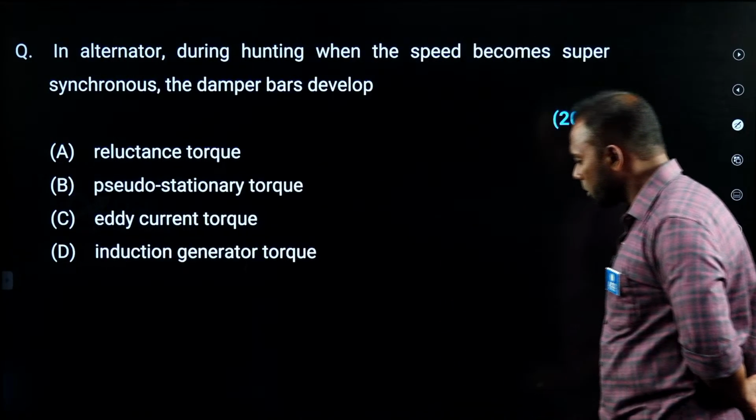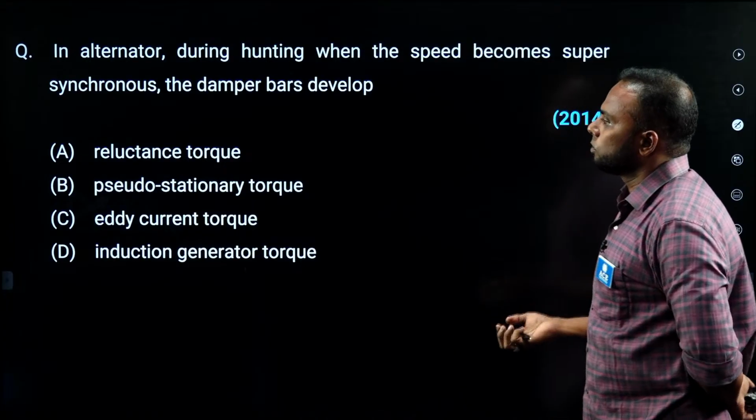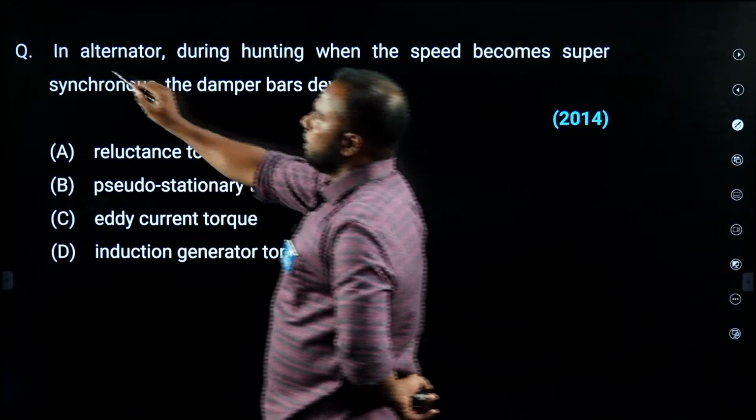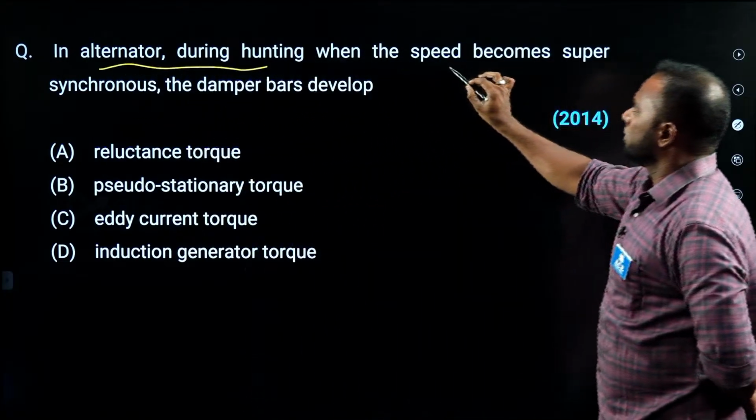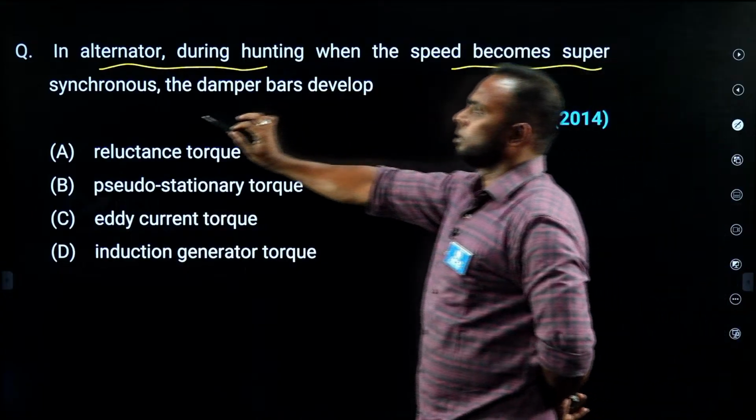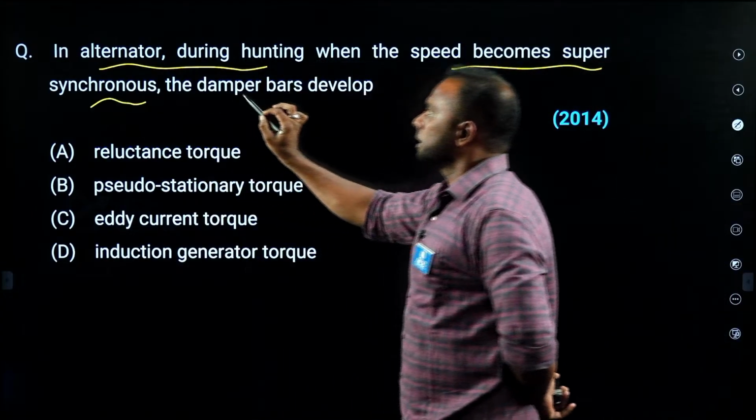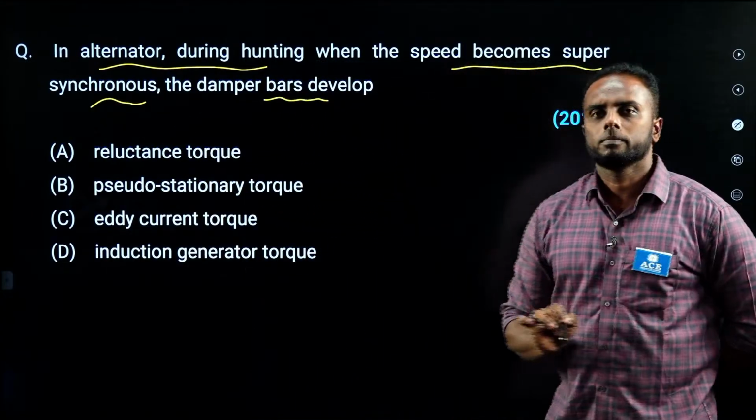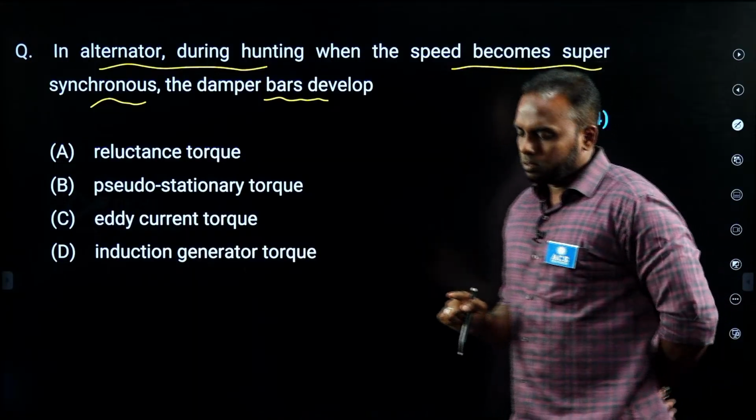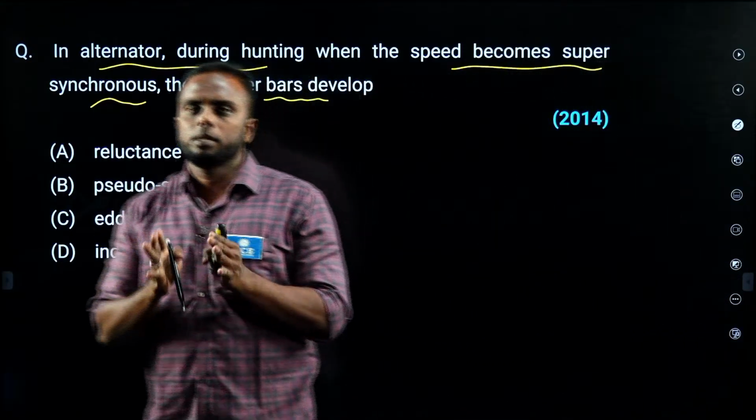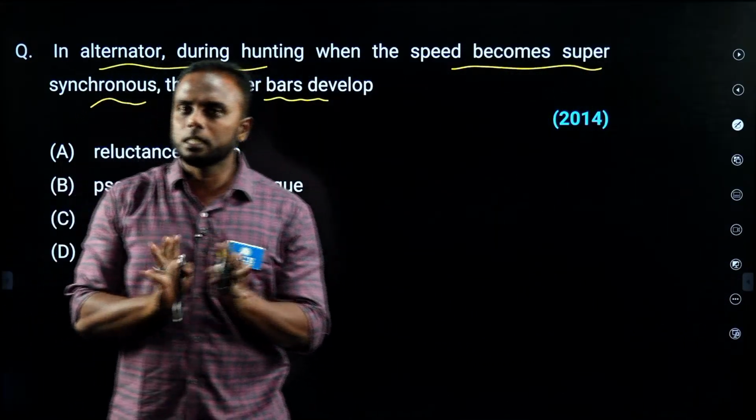Next. See this question. In alternator during hunting, when the speed becomes super synchronous speed, then damper bar develops dash. See hunting. So hunting phenomenon is nothing but the speed of a synchronous machine other than synchronous speed.